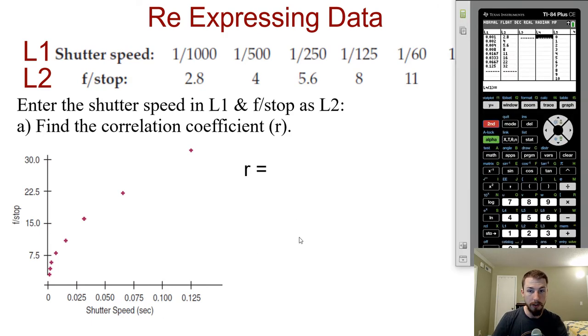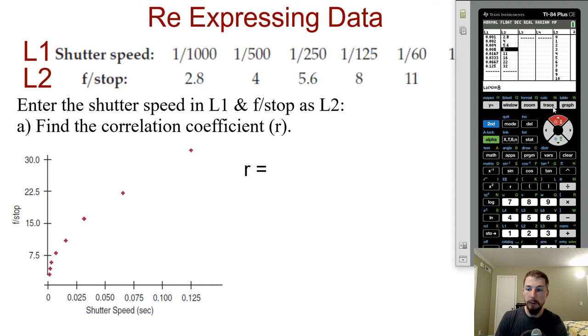So get out your calculator. I've already put mine in just for the sake of saving time, but I do want to show you how you put it in. If we just put 1 divided by 1000 in for list 1 and hit enter, it'll convert that to a decimal for you, and it'll give you all the precision that it can handle in the calculator, which is actually really nice. And then our f-stops, we'll put those in list 2.